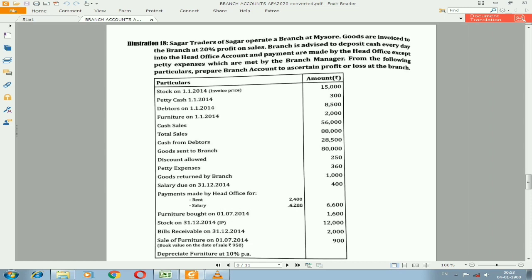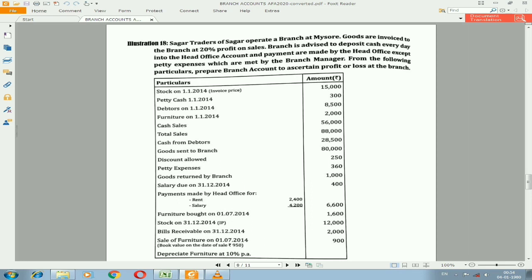Debtors 8,500. Furniture, we have an opening balance of 2,000. Cash sales 56,000. Total sales 88,000. By using these two we can find out credit sales. So total sales is 88,000; if I minus 56,000, I'll get the balance, credit sales. Then we have cash from debtors, goods sent to branch, discount allowed, petty expenses 360, goods returned by branch 1,000.